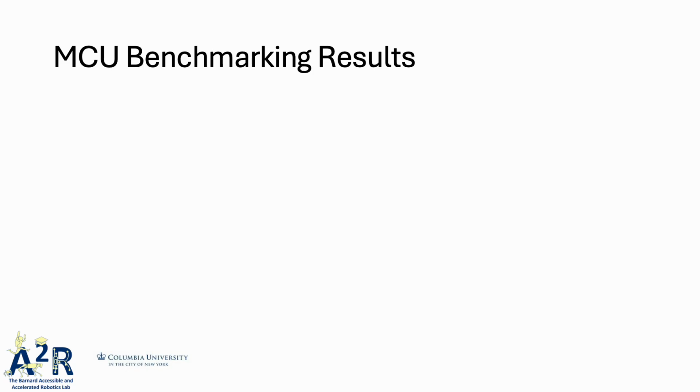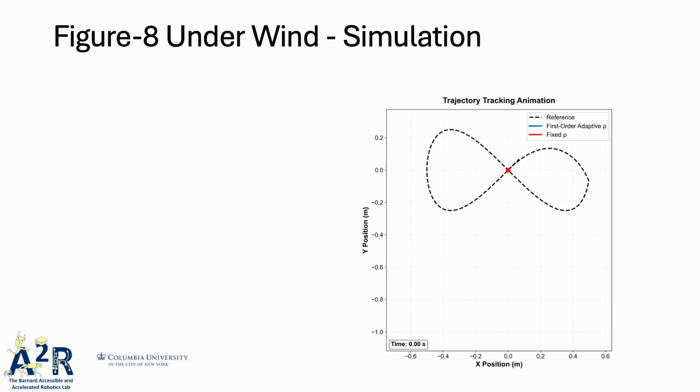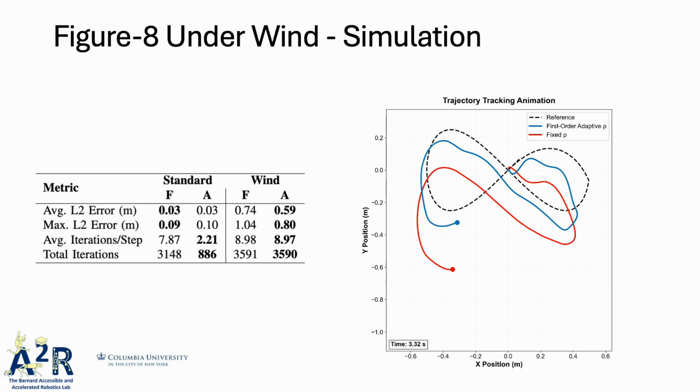Our adaptive approach solves 98% of the problems under the 500 iteration limit, as compared to only 78% for the fixed approach. For our most challenging test, we evaluated performance on a figure-8 trajectory under wind. Under standard conditions without wind, our adaptive method achieves comparable tracking error while requiring 72% fewer iterations.